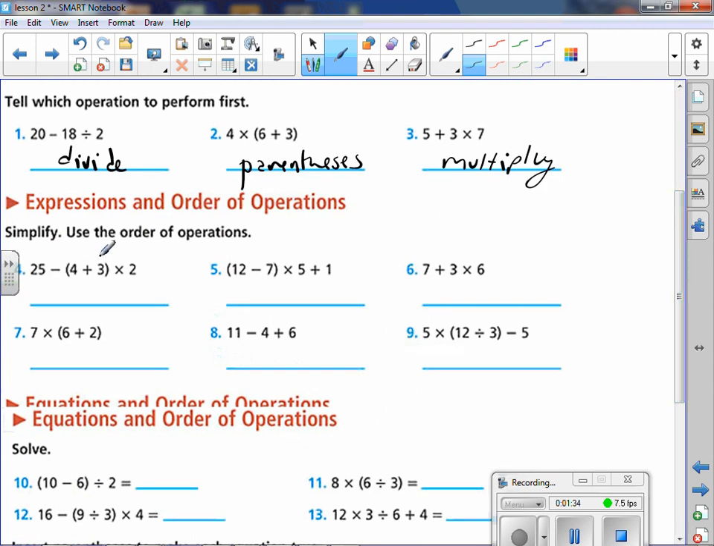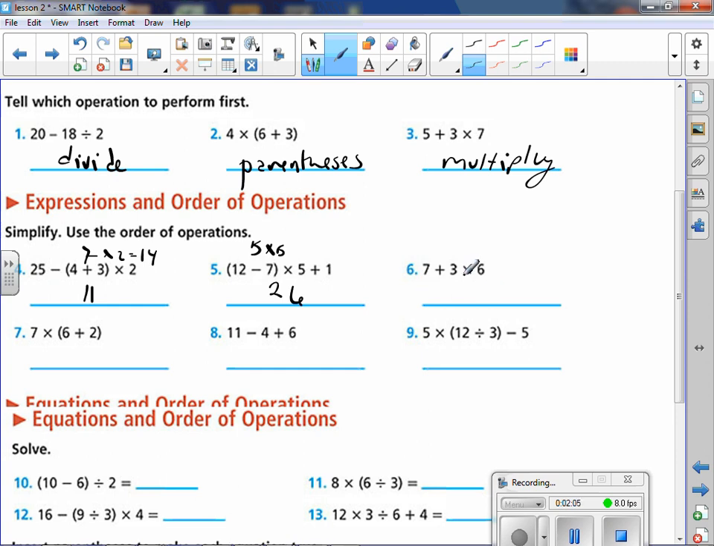Okay, now we're actually going to put that concept into practice down here. We're going to decide what we're going to do first. So we always do parentheses first. 4 plus 3 is 7. 7 times 2 is 14. And then we're at 25 minus 14, which is 11. Okay, 12 minus 7 is 5. 5 times 5 is 25. Plus 1 is 26.